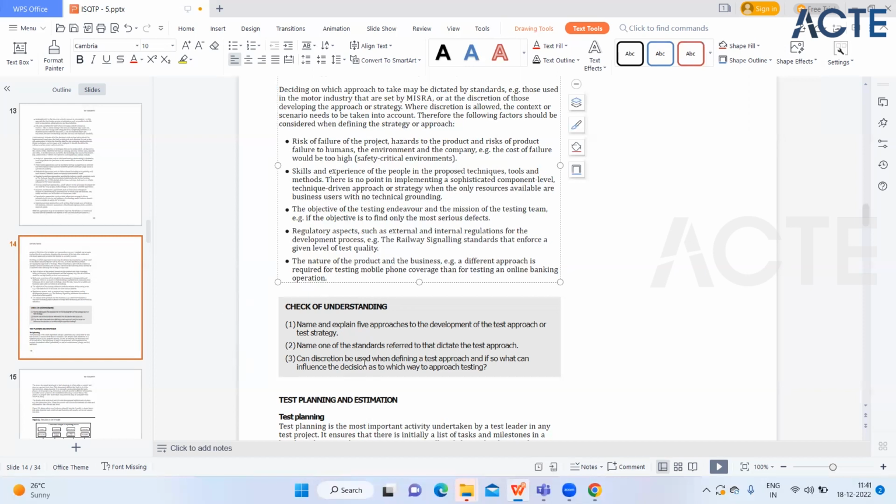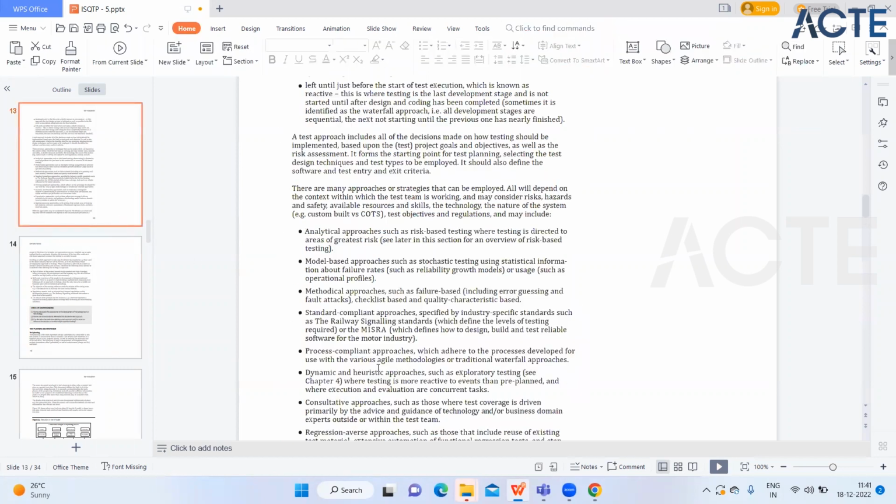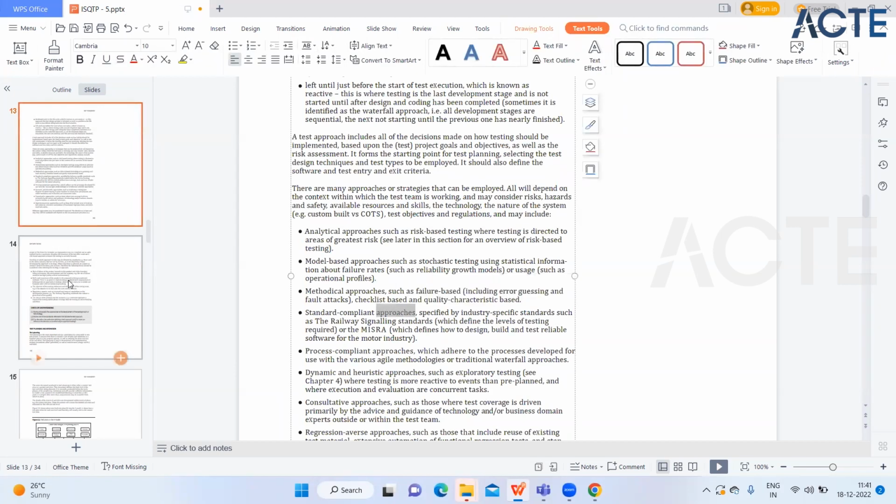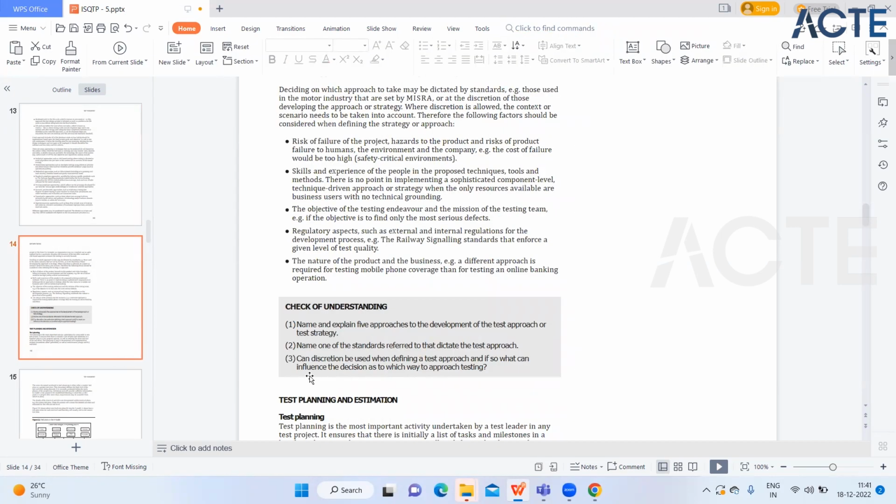Now, check of understanding: name and explain five approaches to the development of the test approach or test strategy. You have to remember these names by heart, the names of these strategies. Now, name one of the standards referred to that dictate the test approach. So, the standard based approach, you have to remember the name. What was the name? It was the industry standard approach. I think it was standard compliant. Yeah, so this is the standard compliant approach.